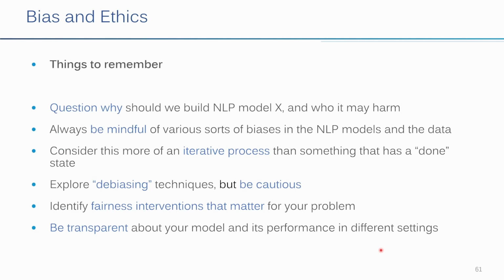So a couple of things to remember. We're going to use these things to remember to kind of lead the way for solutions being applied today. So we should question why we should build an NLP model X and how it may harm. So every time, and I would say this even starts before the actual solution. It starts on the research questions. After devising our research questions, try to think what are the implications that by answering those questions will affect whatever personnel that you're trying to categorize in this case.